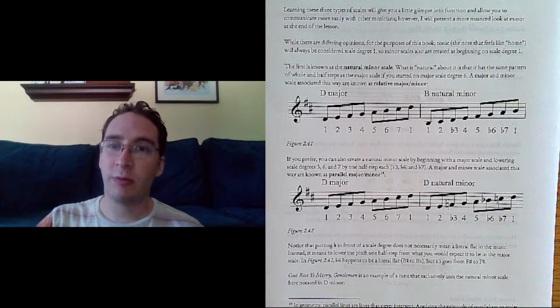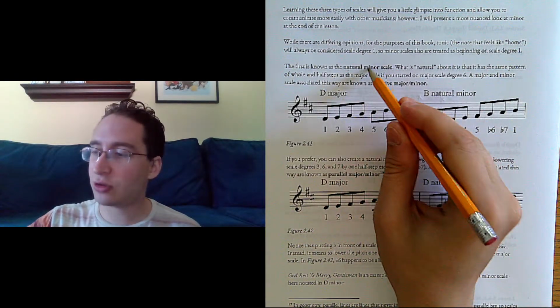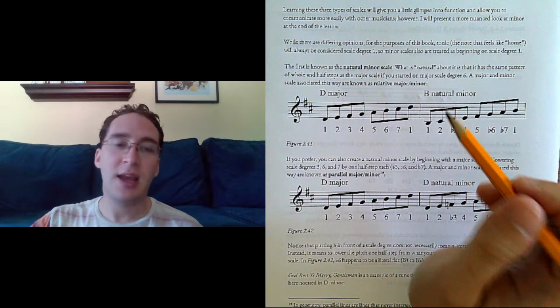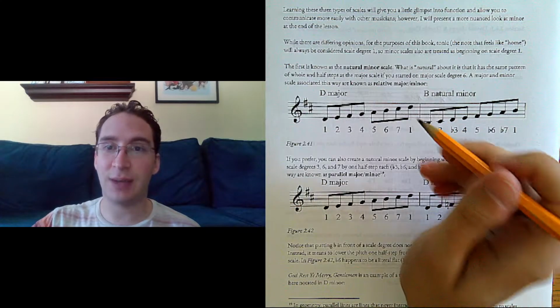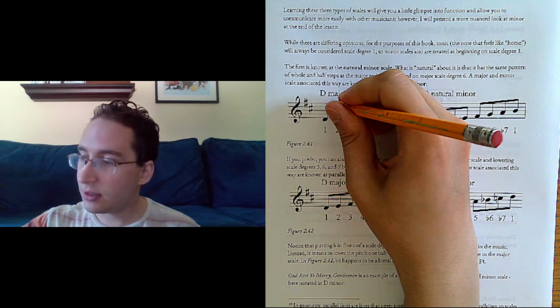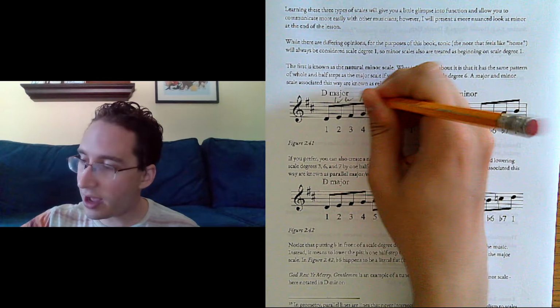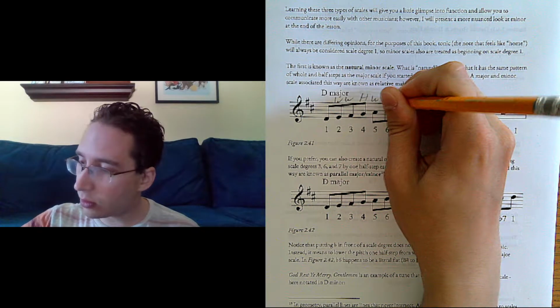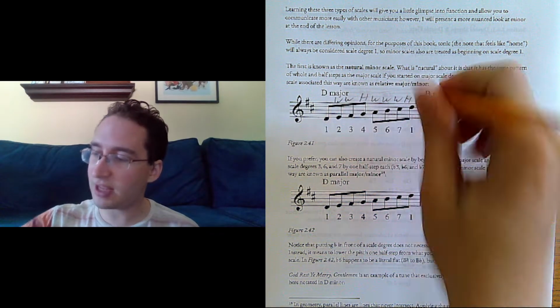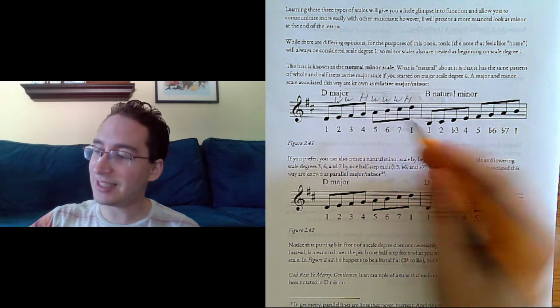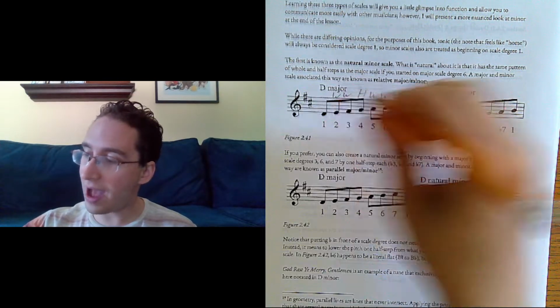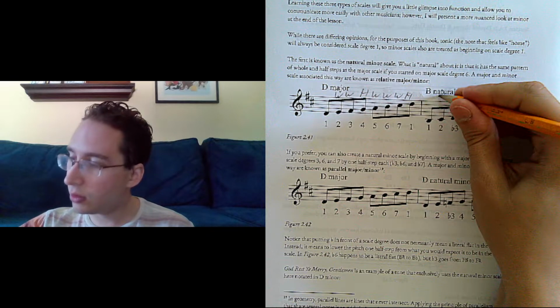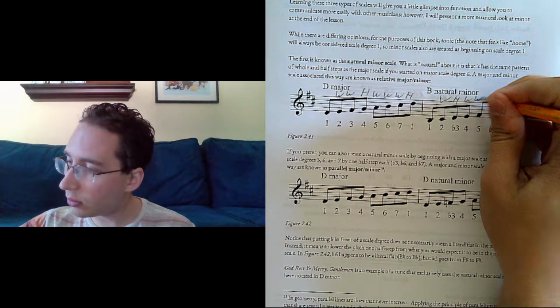So, first we're going to look at the natural minor scale. It has the same pattern of whole and half steps as the major scale. So, whole, whole, half, whole, whole, whole, half. That's a major scale. If you start on scale degree 6 instead, you get whole, half, whole, half, whole. Whole, half, whole.